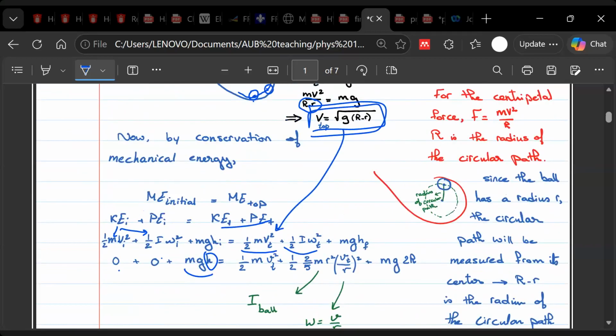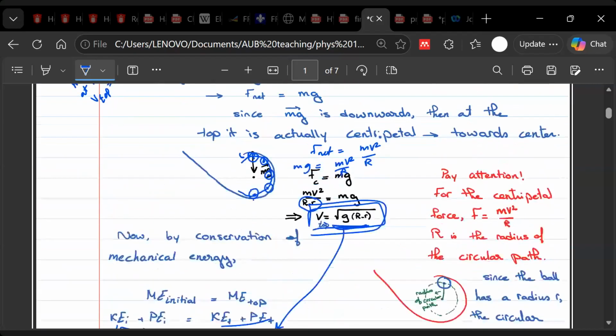What's cool is I can always revert back and relate this to the translational quantities. So I will substitute omega by v at the top over r. So the speed at the top is the speed which I found before. I'll plug it here. And I is that of the case that we have, which is what?